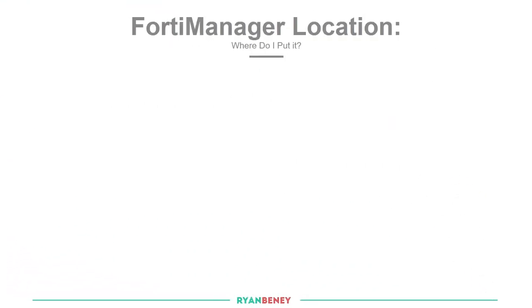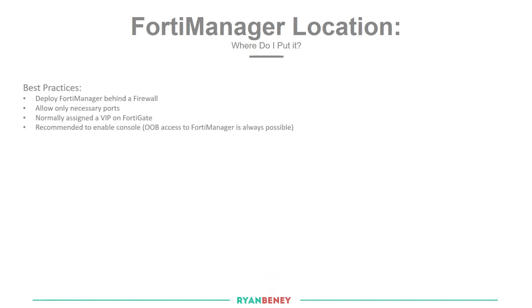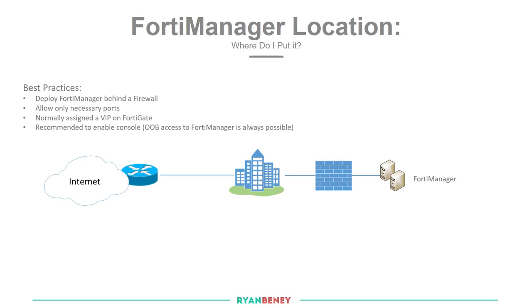So now we have an understanding of the use case scenarios for both the MSSP and Enterprise. I just want to dive a little bit more into what the data center or HQ would look like, where we actually put the FortiManager. It's always best to deploy it behind a firewall and only open necessary ports, and you would normally assign a VIP on a FortiGate. An example of this would be like so. You'd have the internet connection into your HQ, and then from the HQ into the firewall, where you would have a VIP or port forwarding set up downstream into the FortiManager.